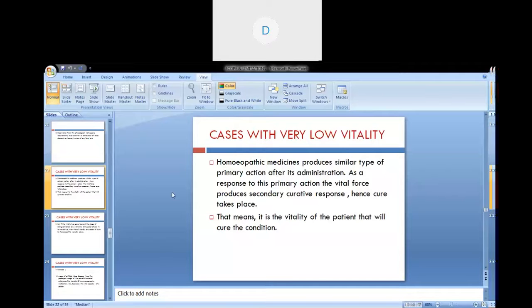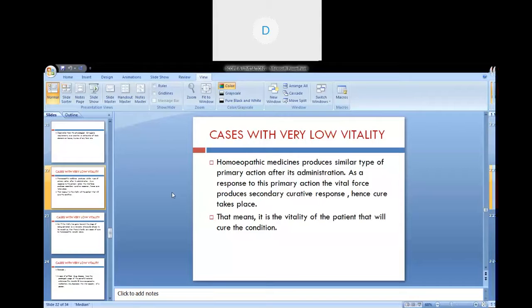Yeah, cases with very low vitality. Homeopathic medicines produce a similar type of primary action after administration. As a response to this primary action, the vital force produces a secondary curative response, hence cure takes place. That means it is the vitality of the patient that will cure the condition.